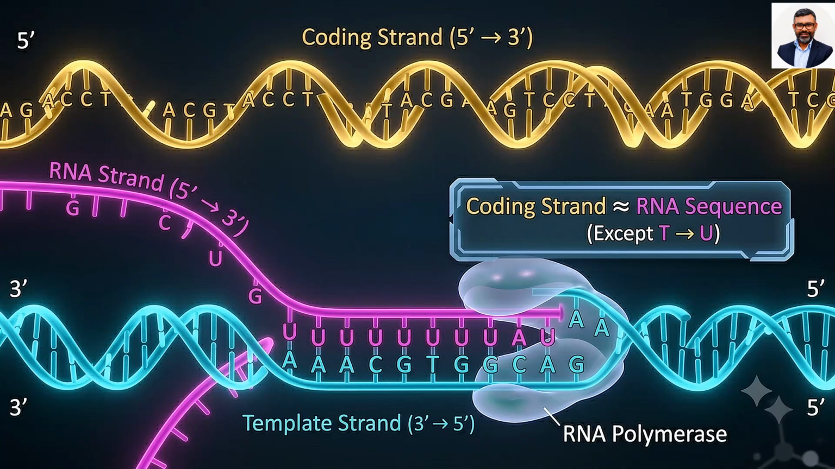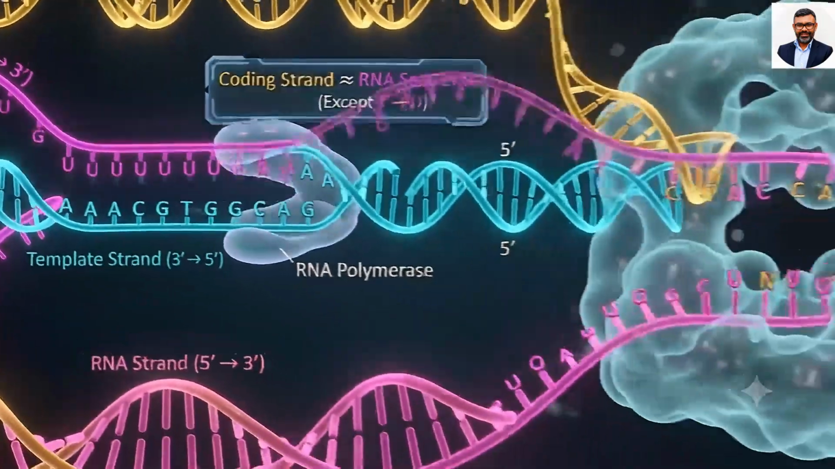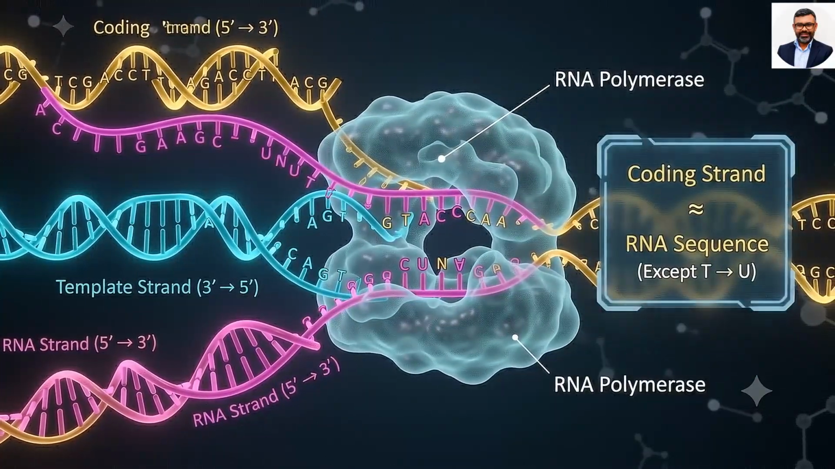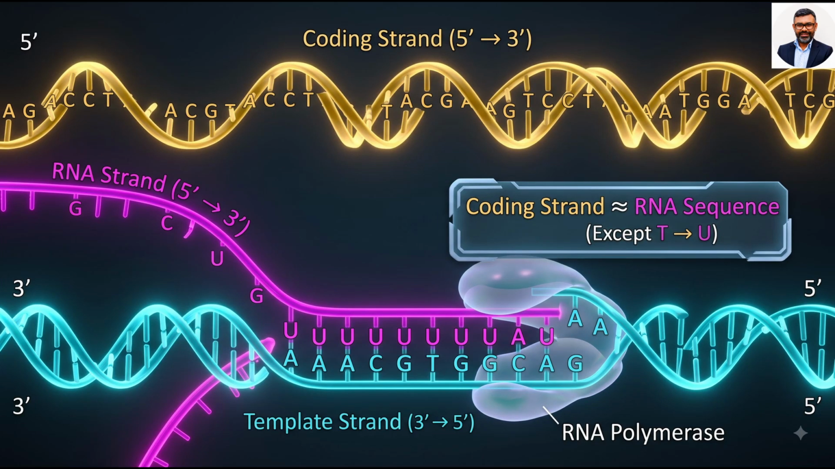Now observe carefully. The template strand is the DNA strand that is actually read by RNA polymerase. The coding strand is not used for synthesis, but its sequence is similar to the RNA sequence. The only difference is that wherever DNA has thymine, RNA contains uracil instead.